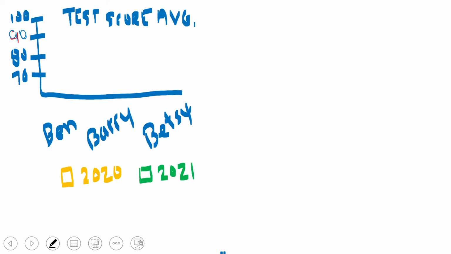So Ben in 2020 averaged at 90 for his test scores. Barry in 2020 averaged at 70 for his test scores. And Betsy in 2020 averaged at 100 for her test scores. Up here.